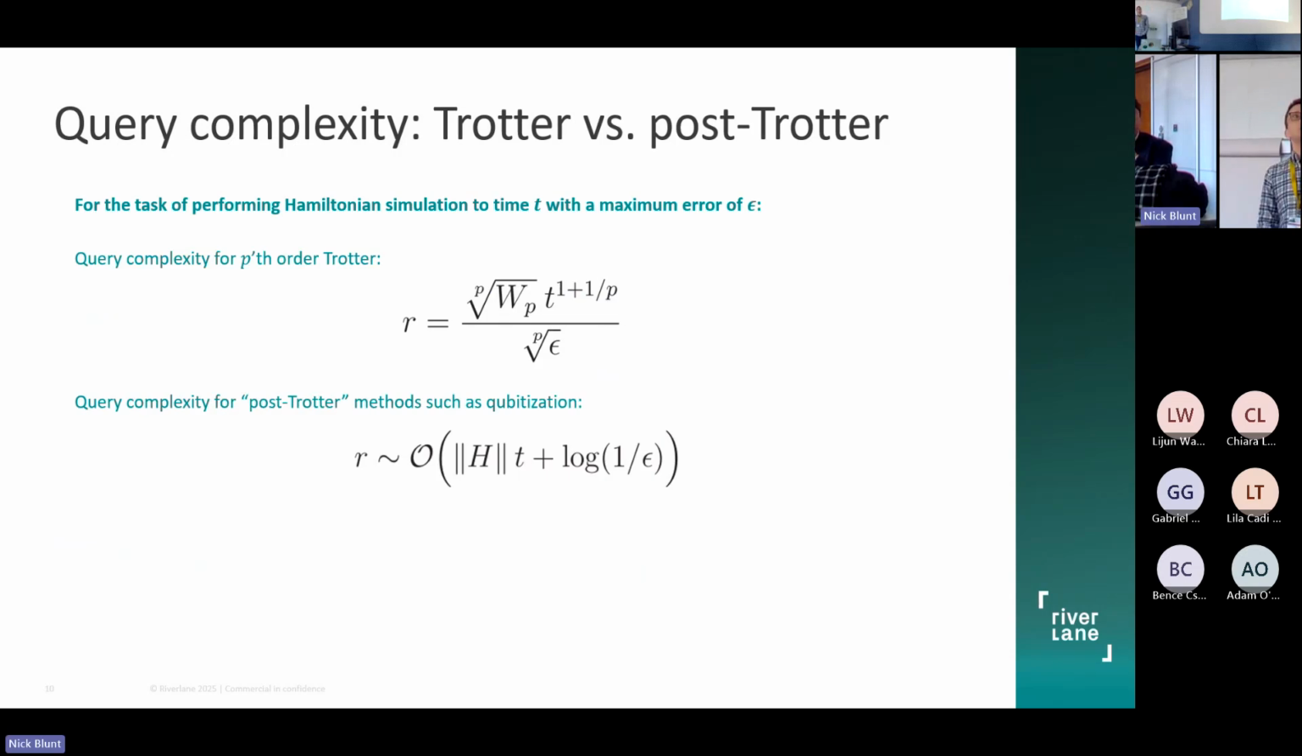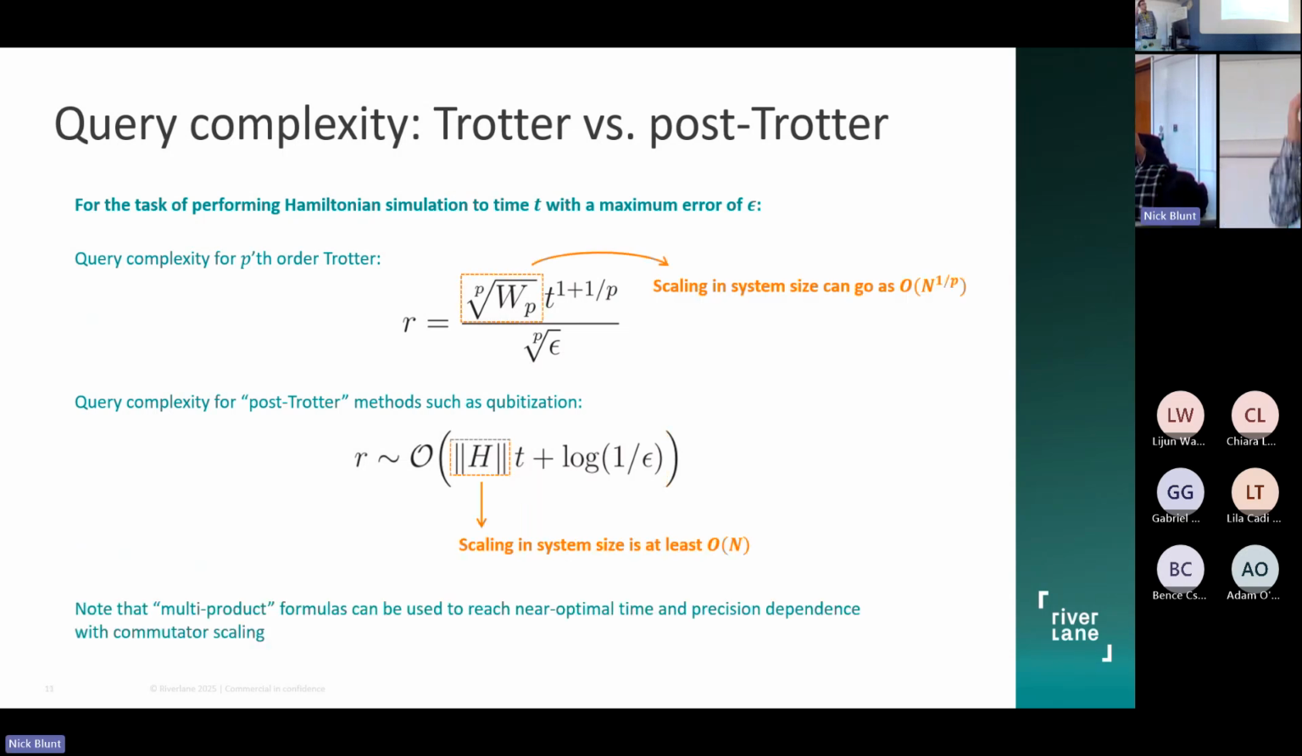And just to give a quick comparison between Trotter and so-called post-Trotter methods. So post-Trotter means things like qubitization. So query complexity just means the number of times I have to call the underlying oracle. So in Trotterization, this is the number of Trotter steps. In qubitization, this is the number of times that you have to call your block encoding, for example. So I've just told you what the query complexity is for Trotter. For qubitization, they can reach the following query complexity, where this is actually optimal in both T and epsilon. So they're linear in T, and they have this log 1 over epsilon scaling in the error.